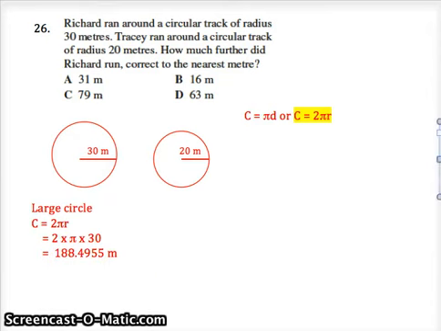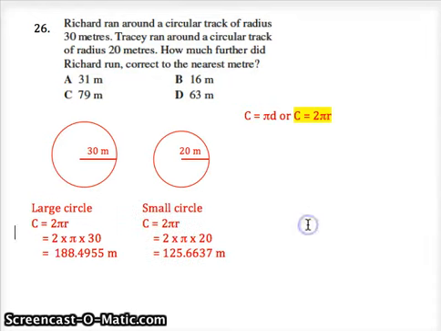We'll do the same thing for the small circle, work out the circumference of that. Again, small circle, circumference is 2 pi r, which is 2 times pi times 20. The answer for that is 125.6637. And so how much further did Richard run?